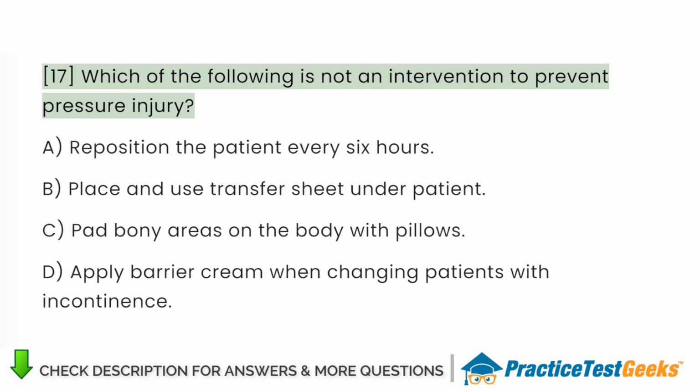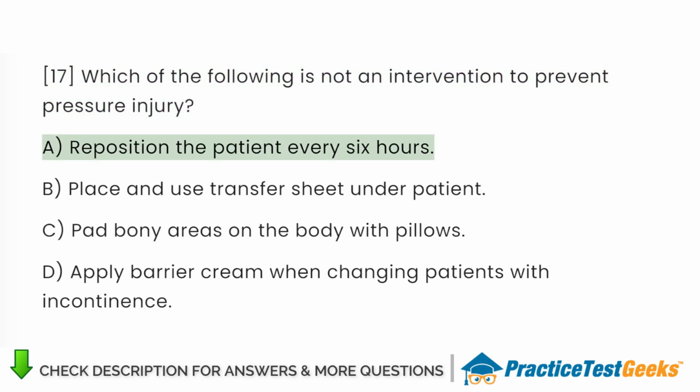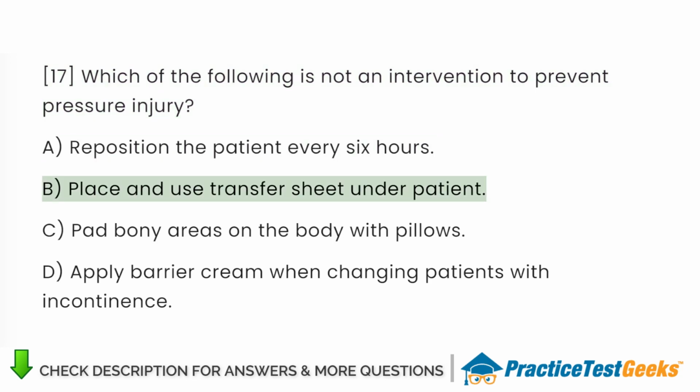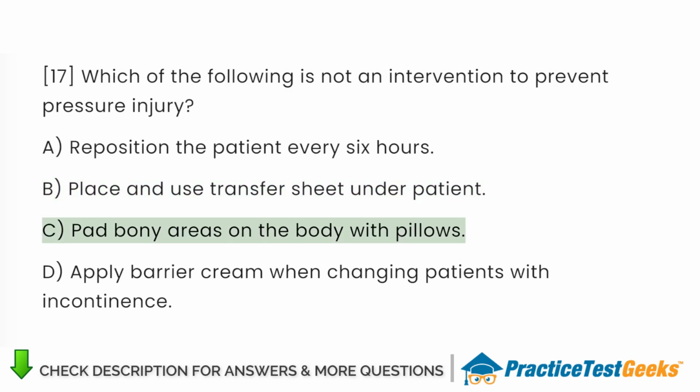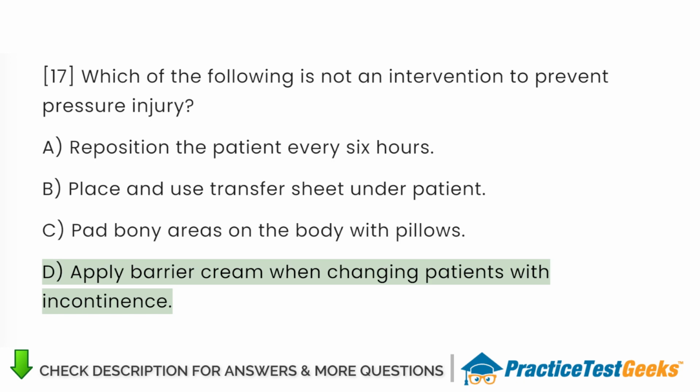Which of the following is not an intervention to prevent pressure injury? A. Reposition the patient every 6 hours. B. Place and use transfer sheet under patient. C. Pad bony areas on the body with pillows. D. Apply barrier cream when changing patients with incontinence.